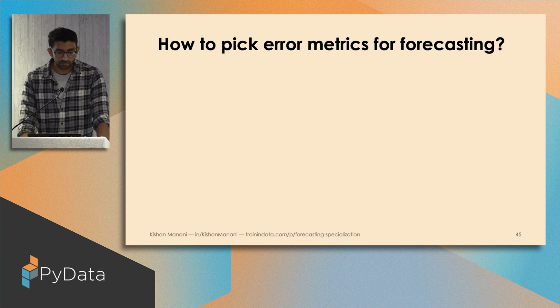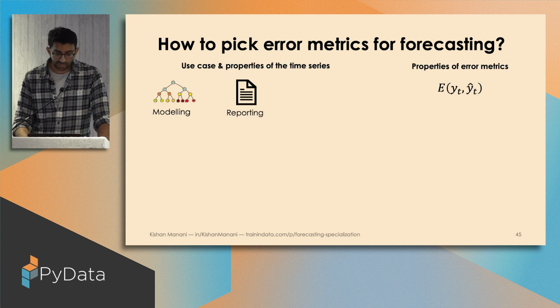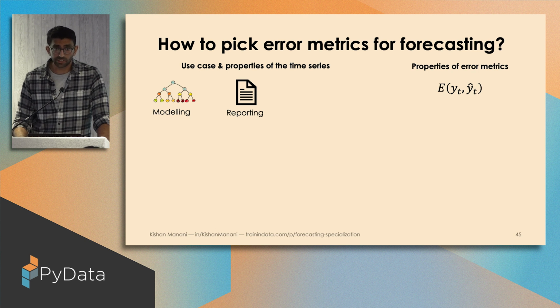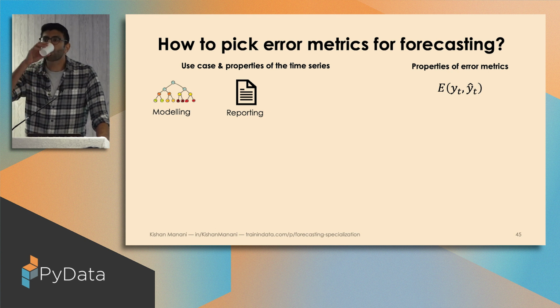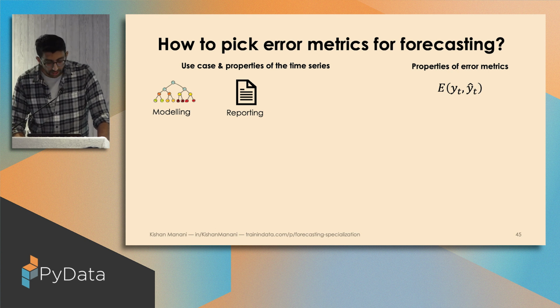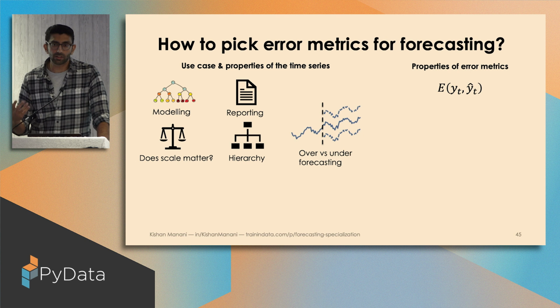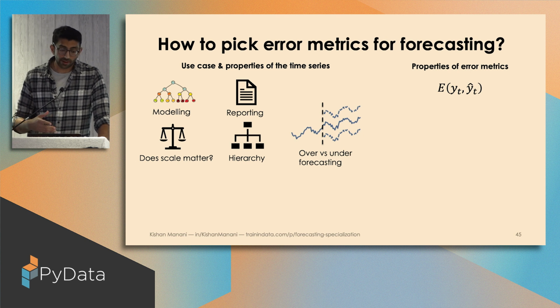So how do we go about picking our error metrics for forecasting? Well, we have to think about our use case and the properties of our time series and match them with the properties of error metrics. And so if we're doing modeling versus reporting our forecasting accuracy, we'll choose different error metrics. If we're reporting, we might want something more interpretable, for example. Now, in our use case, we might actually care about scale in some cases. So we care more about larger time series than smaller time series.